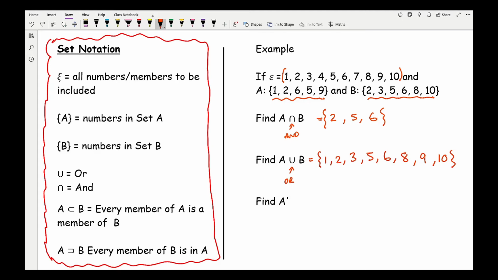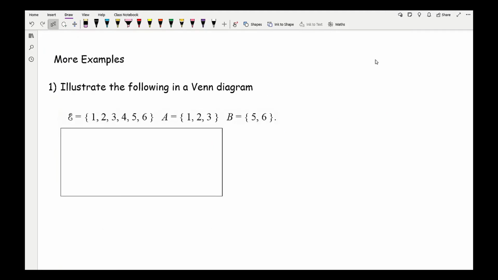Now this little apostrophe A basically means which members are not in group or set A. So which numbers from my numbers of 1 to 10 inclusive are not in set A. So the first number I spot straight away is 3, which is not in the group, 4 is not in the group, 7 is not in the group, 8 is not in the group, and 10 is not in the group. So again, I'm not worried about what's in group B, I'm just focusing on the numbers that aren't in set A. So let's go through some quite common examples that you might get asked in an exam.